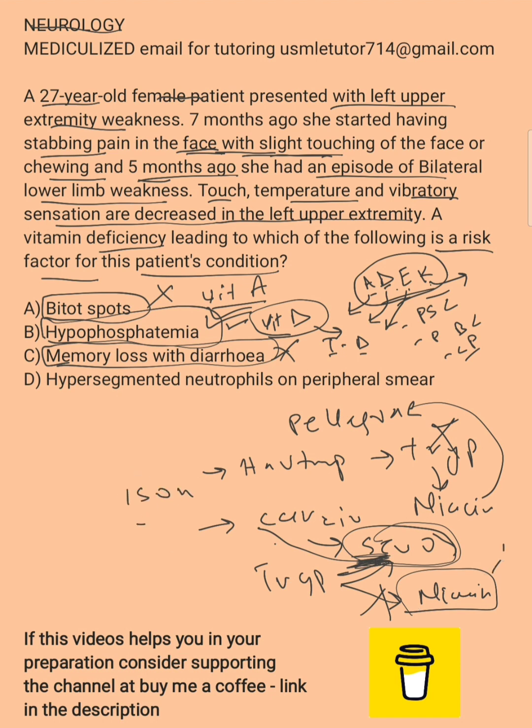Remember, isoniazid opposes the effects of niacin. So that causes the deficiency with isoniazid use. These three conditions you should have in mind for niacin deficiency. So you get the 3 Ds: diarrhea, dermatitis, and dementia. The 4th D is death. Then we have the hypersegmented neutrophils on peripheral smear. This is the wrong answer.